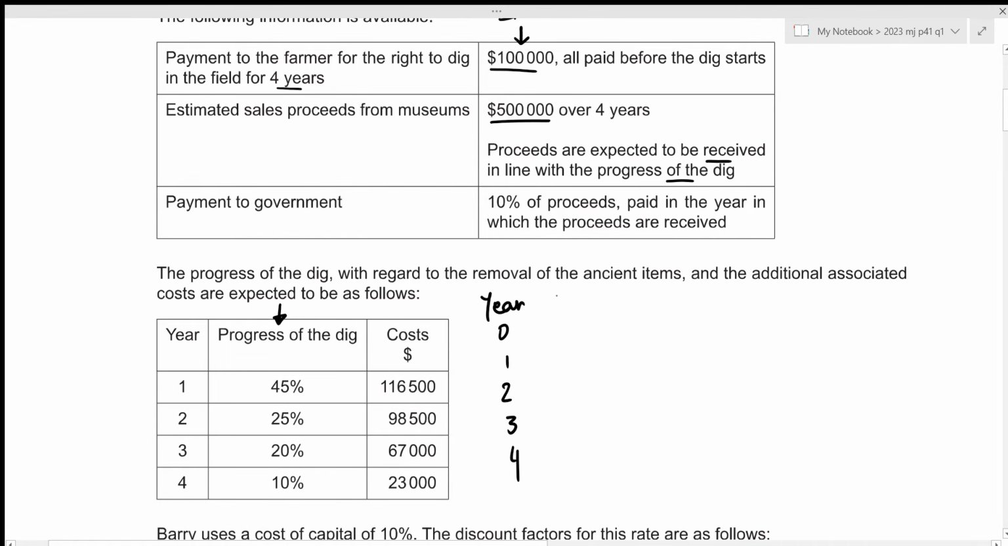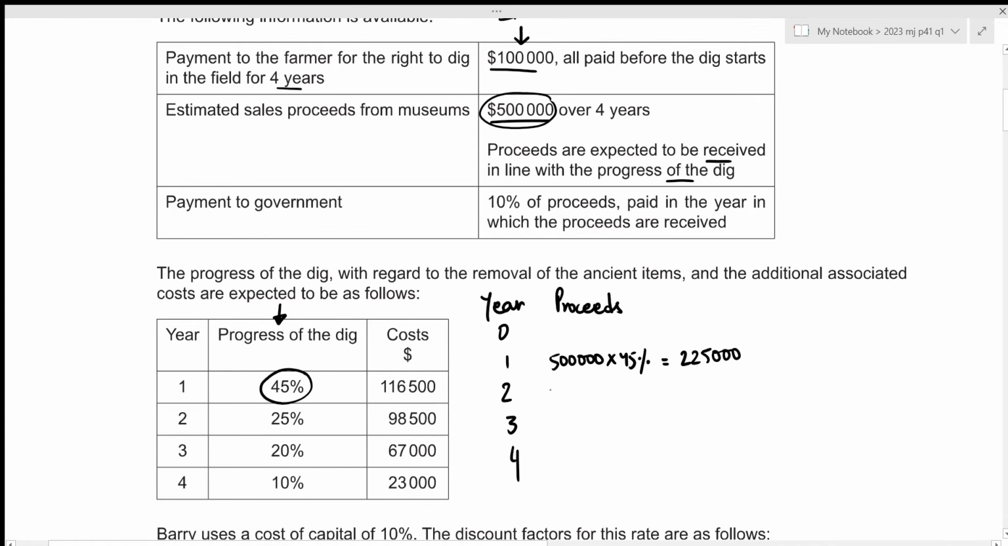Let's start with the proceeds. And proceeds are basically our income. So this is the cash inflow. Now, this is in line with the progress of the dig. And the progress of the dig for the first year is 45%, which just means that we receive 45% of 500,000 in year 1. That is just going to be 500,000 multiplied by 45%, which results in the value of 225,000.